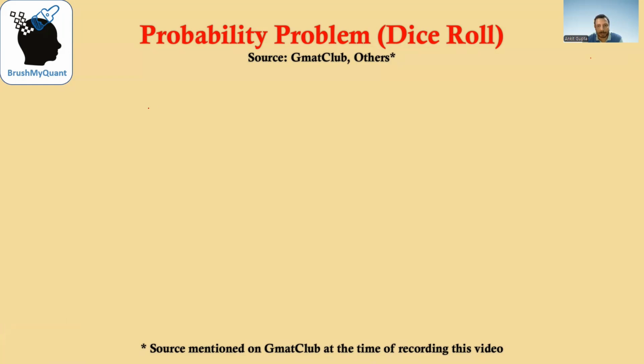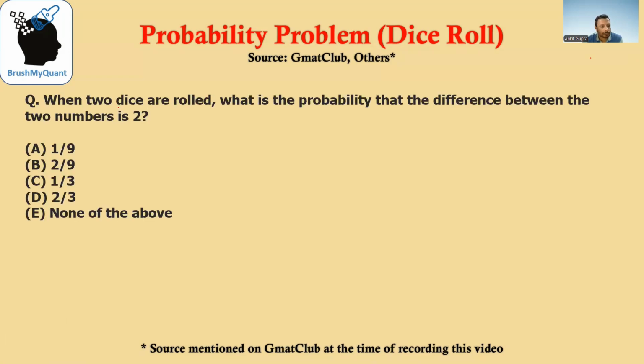Hi, we'll be solving a probability problem today. So when two dice are rolled, what is the probability that the difference between the two numbers is 2?